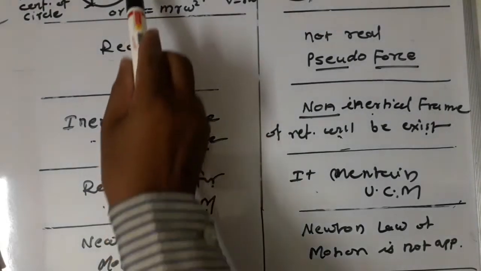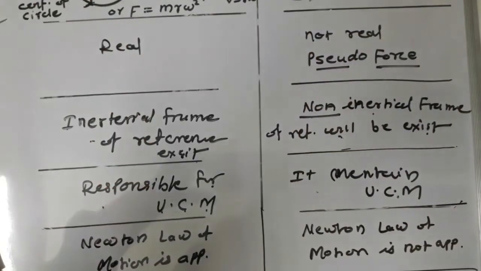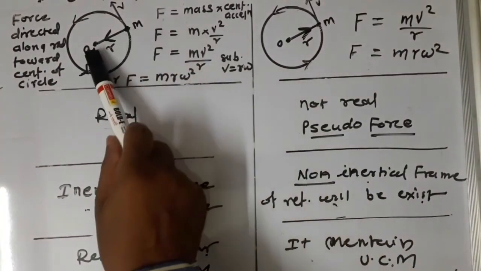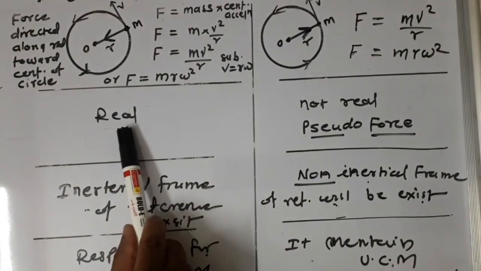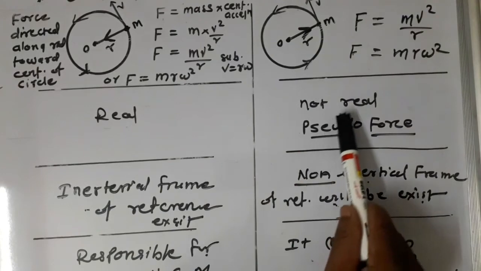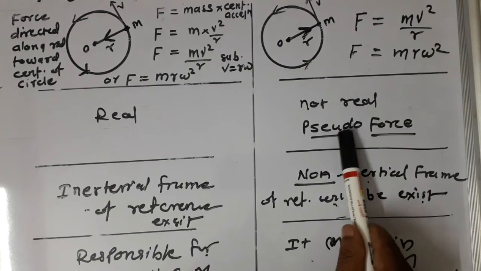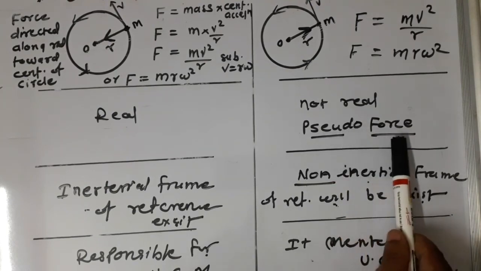Again, see here. First, centripetal means what? Directed towards the center of the circle. Centrifugal means what? Directed away from the center of the circle. The centripetal force is real, and the centrifugal force is not real, because Newton's law of motion is not applicable, and we assume the existence of one or more fictitious forces which arise on account of this accelerated motion, so it is called a pseudo force.